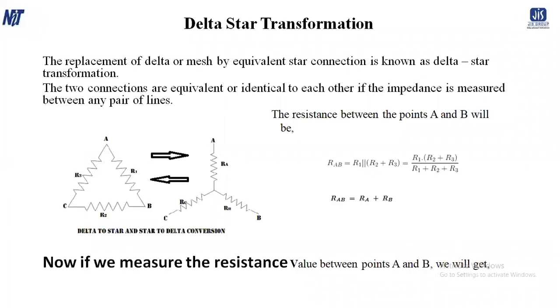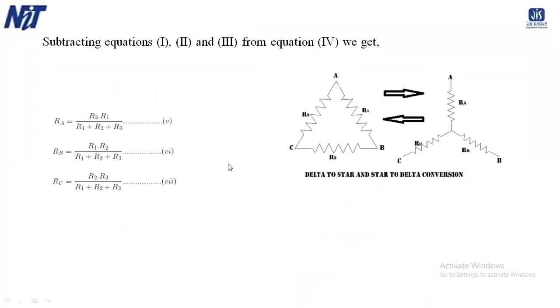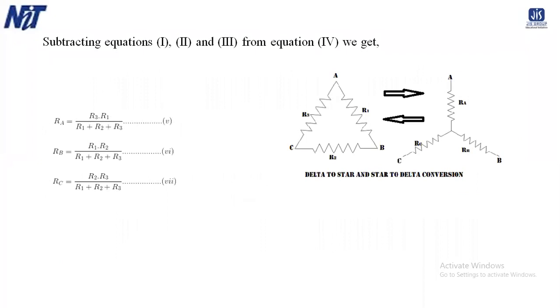Now, what is the conclusion we can take from here? The first one was delta star conversion. From delta star conversion, we find that the value of RA equals R3 R1 by R1 plus R2 plus R3, the value of RB equals R1 R2 by R1 plus R2 plus R3, and RC equals R2 R3 by R1 plus R2 plus R3.